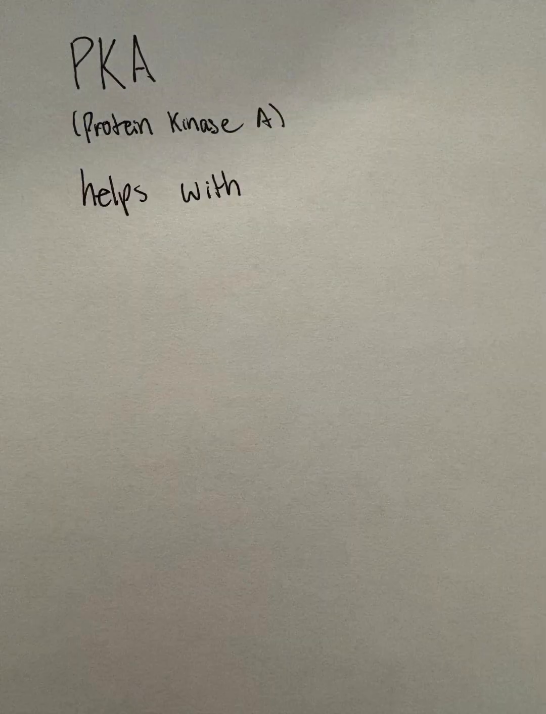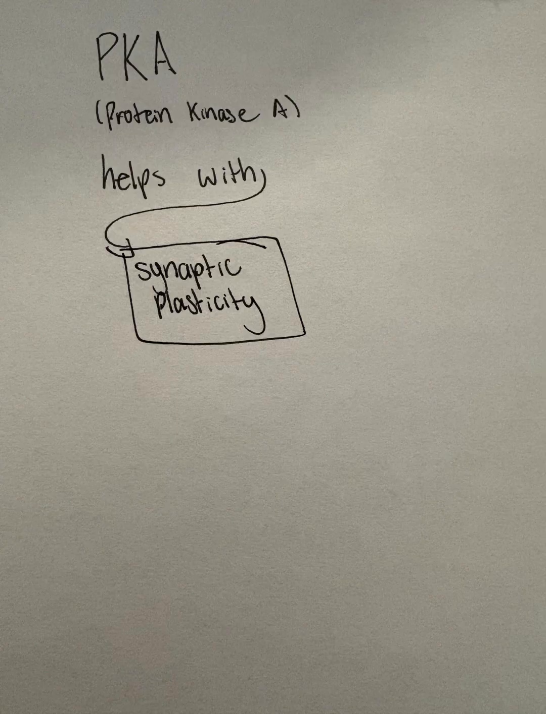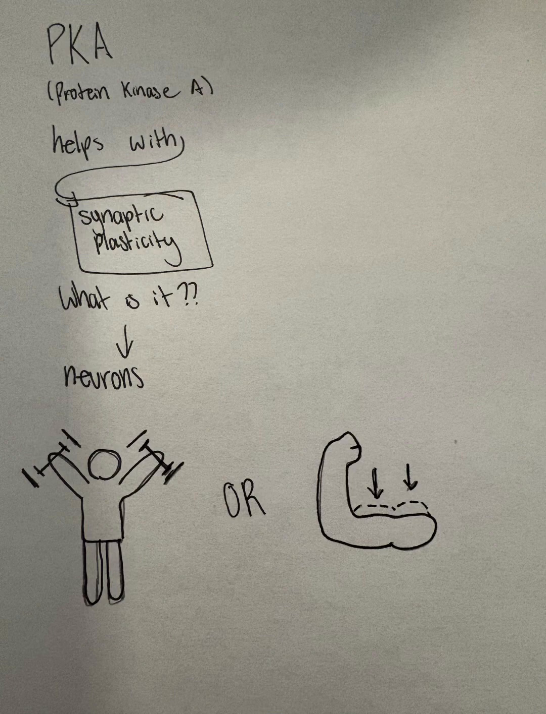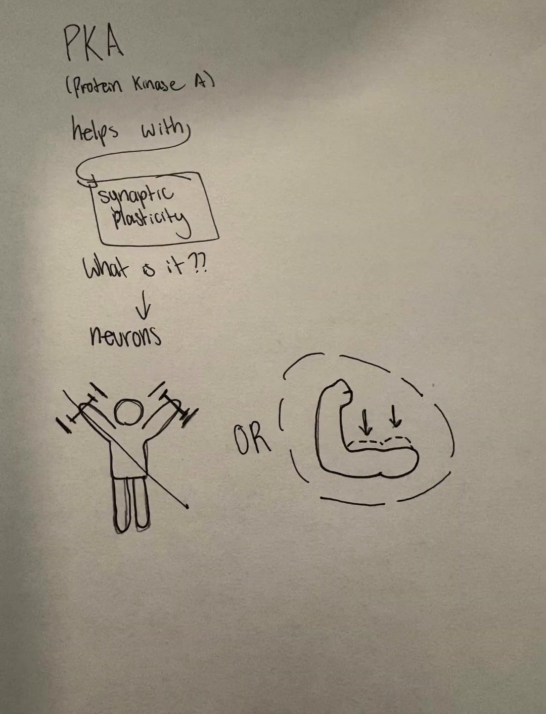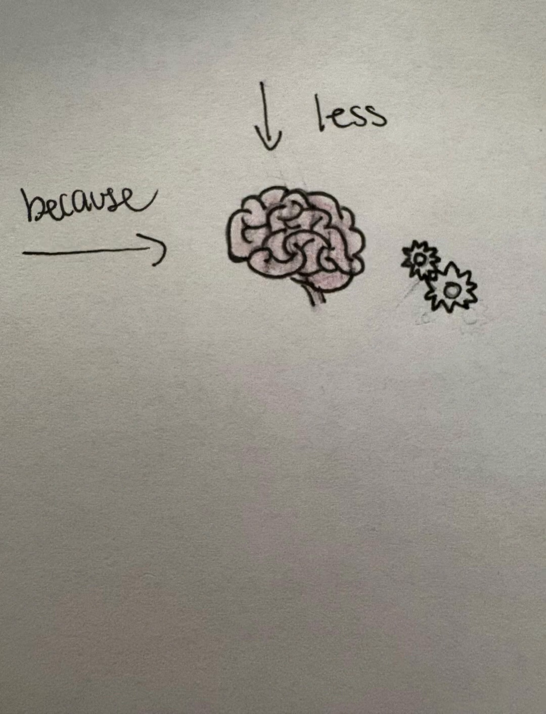PKA helps with something called synaptic plasticity. Synaptic plasticity is the ability of neurons to strengthen or weaken connections. Since PKA isn't activated, the synaptic plasticity is weakened. The response of the normal pathway calms you down. This is because there is less brain activity happening.